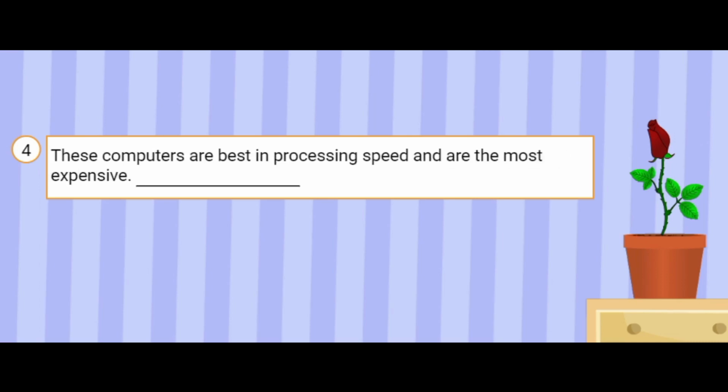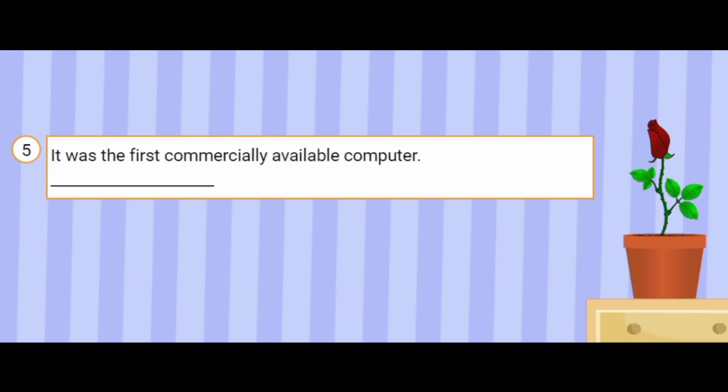Next question. These computers are best in processing speed and are the most expensive. The answer is supercomputers. And the next question. It was the first commercially available computer. And the answer, UNIVAC.